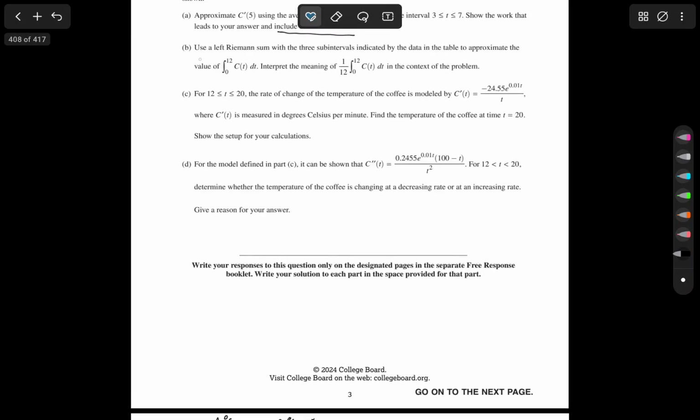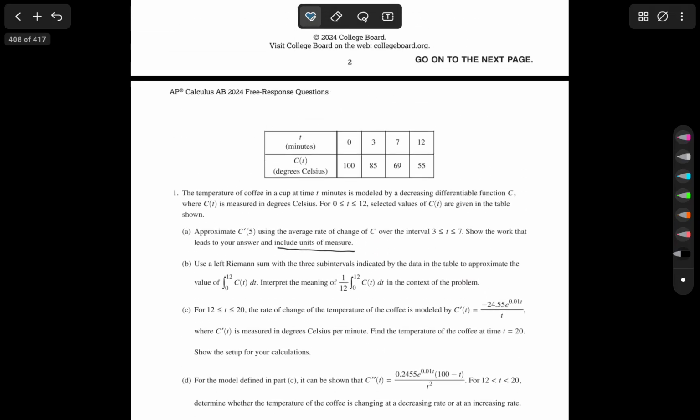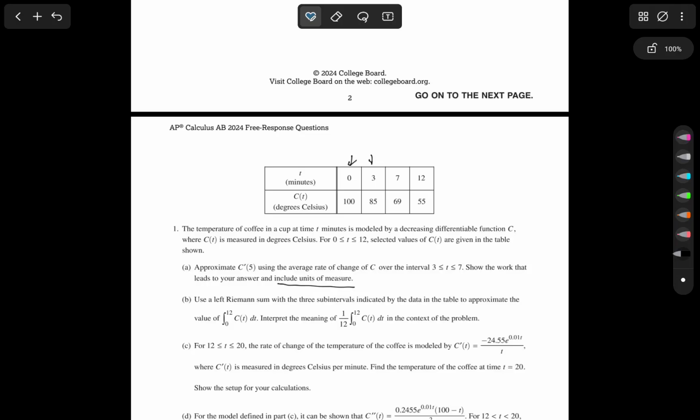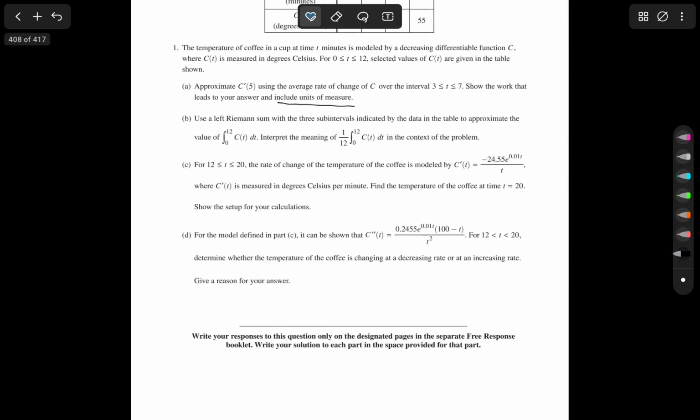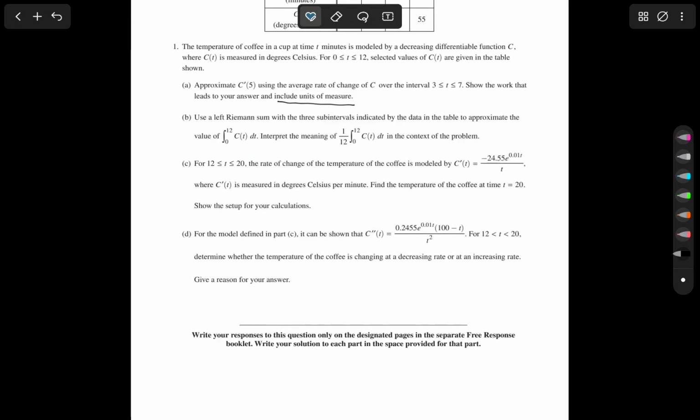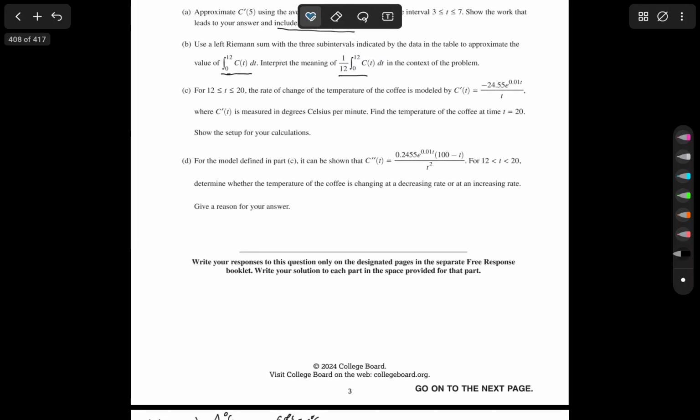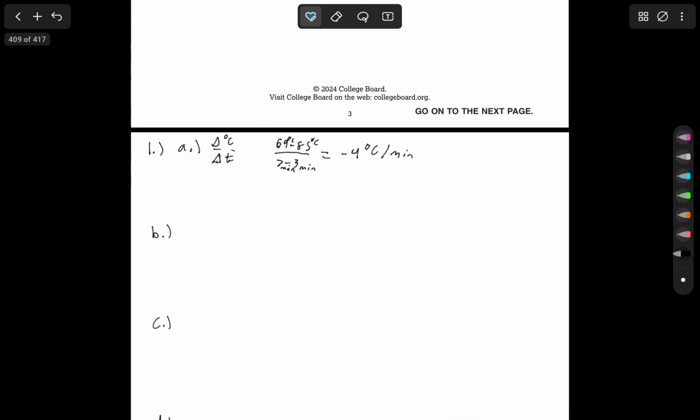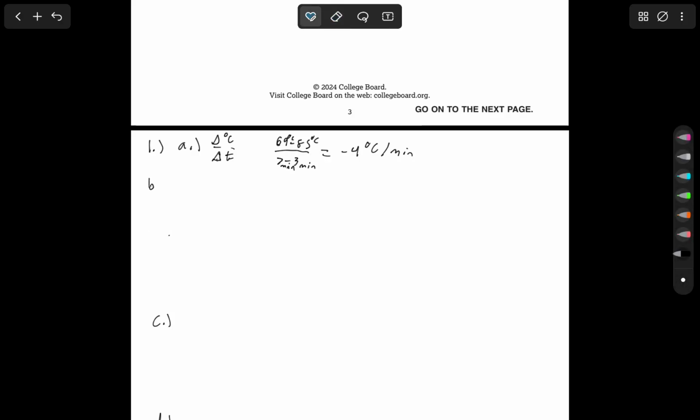Now we want to use a left Riemann sum for part b, with 3 subintervals indicated by the data set, so we'll be using the left endpoint of these 3 intervals, to approximate the value of the integral from 0 to 12. And then we're going to interpret the meaning of 1/12 times the integral from 0 to 12 of c of t dt in the context of the problem. In this case, I'm going to move b up a bit because it actually has quite a bit of work to do.